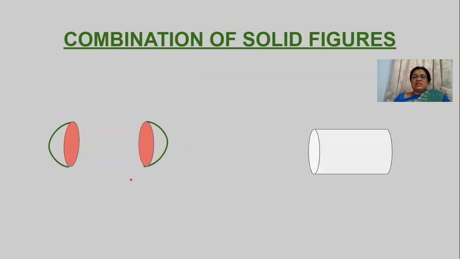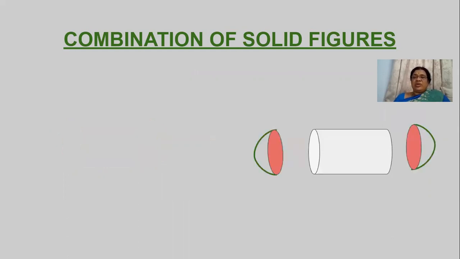So what is there in this? One cylinder is there, one hemisphere is there, and one more hemisphere is there. When all these three-dimensional figures attach to form this new object, to find the surface area of this newly formed object, we have to find individually the curved surface area of the hemisphere plus the curved surface area of the cylinder and the curved surface area of the other hemisphere. We have to add these three to get the total surface area of this solid object.